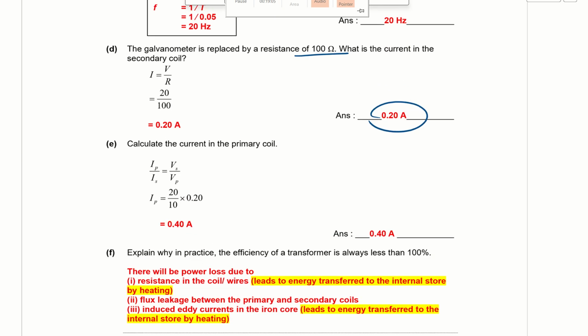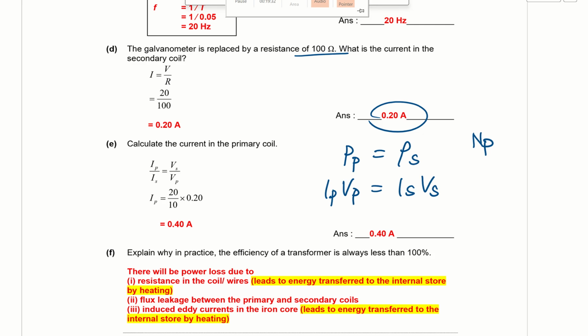Now, calculate the current. Because we start off with PP equals PS, that means ideally, the power in the primary must be equal to the power in the secondary. Cannot be more, right? It can be less. If it's less, that means it's non-ideal, but cannot be more. So PP is IP VP equals IS VS.